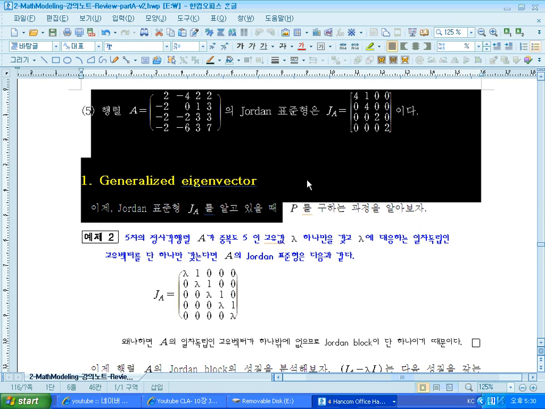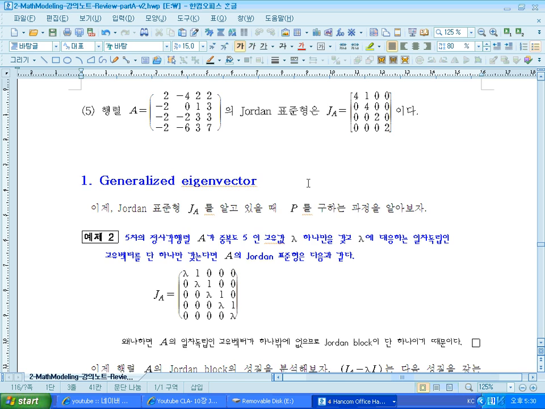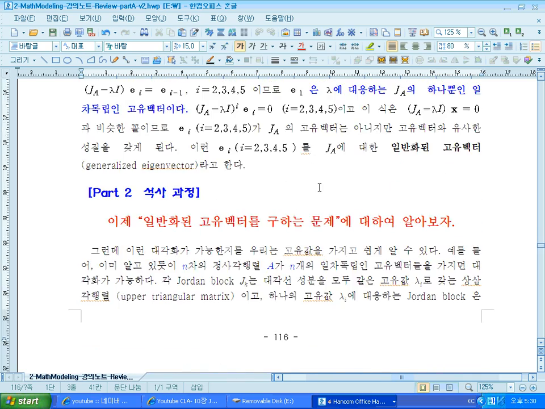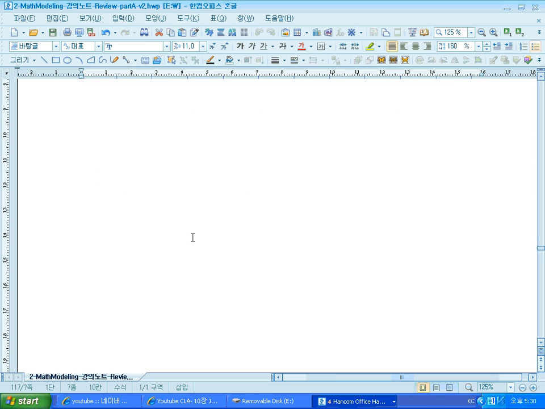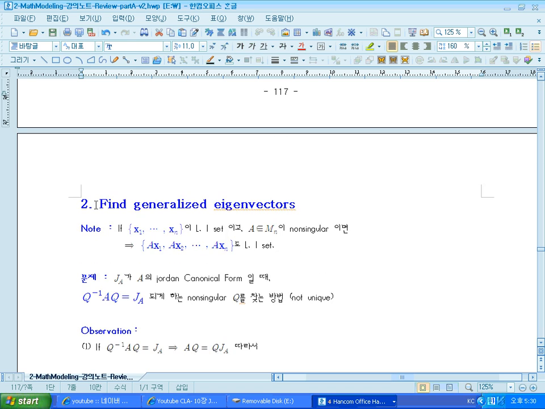After you found the Jordan canonical form, then we need to find an invertible matrix Q such that the Jordan canonical form is equal to Q inverse A Q. So how do we find this matrix P or Q, which makes P inverse AP equal to the Jordan canonical form of A? This process is called finding the generalized eigenvectors.